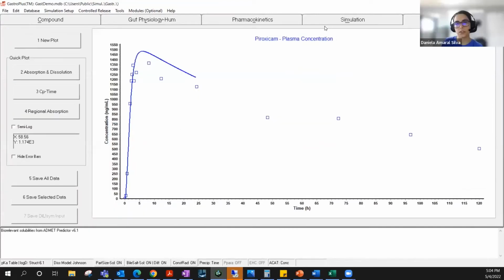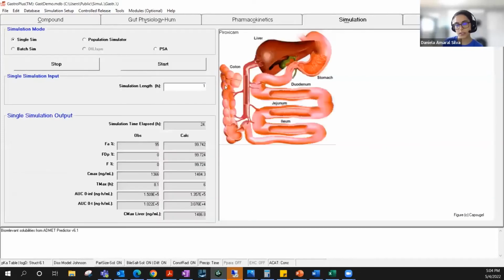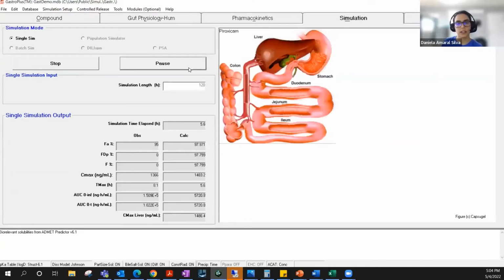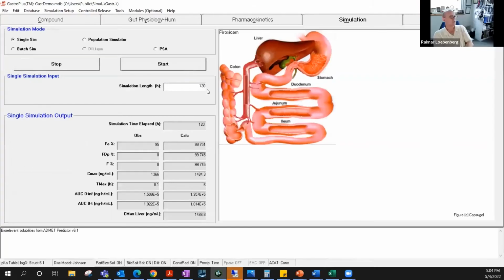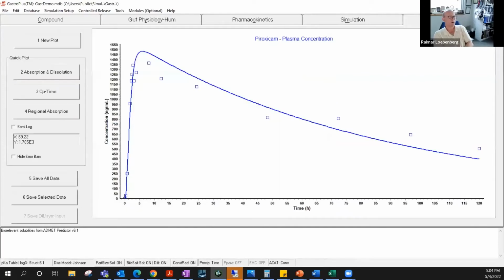Here, let me just do a simulation for the whole length of the observed data. So basically 120 hours. Let's do the simulation again. Okay, and the graph. And now, the dots are the clinical observed data, and the blue line is the simulation, of course.